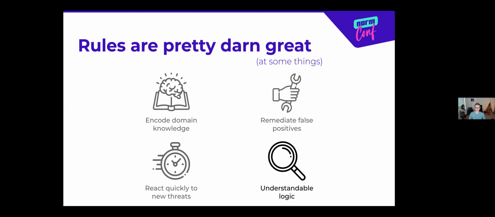And then finally, rules have interpretable logic, which makes it easier to understand and fine-tune the rule. We can look at a given rule and reason about why it classified a piece of content a certain way.